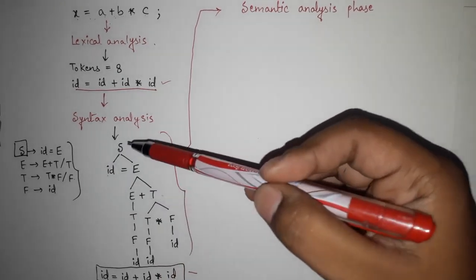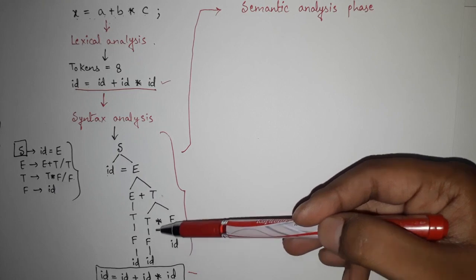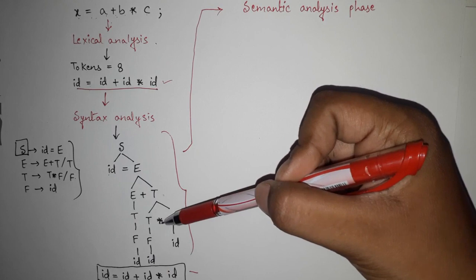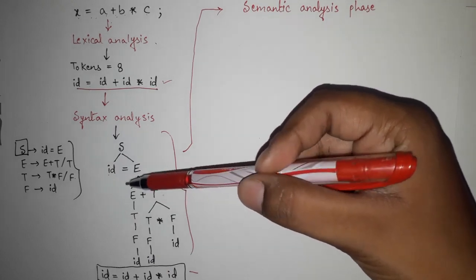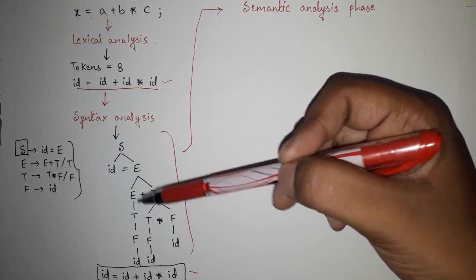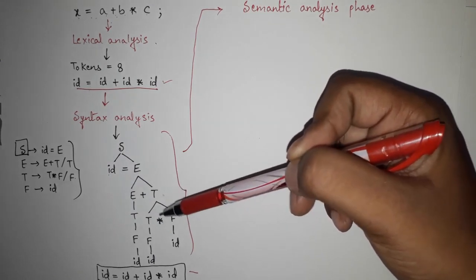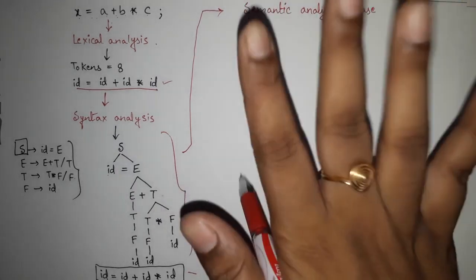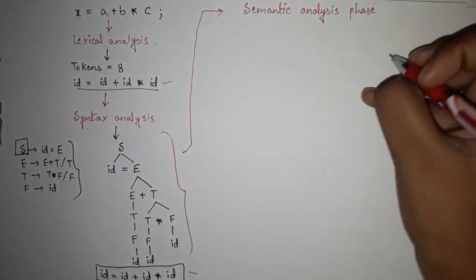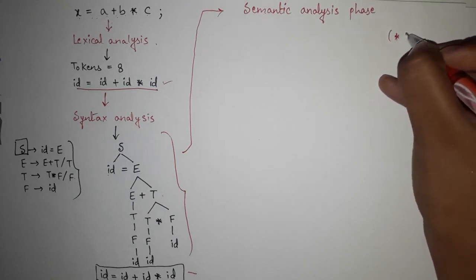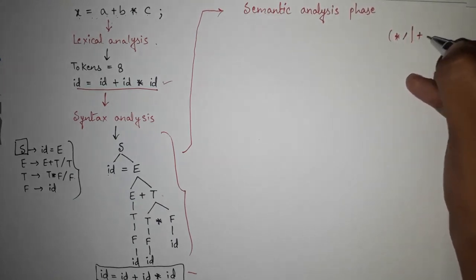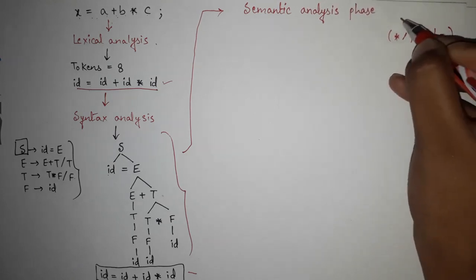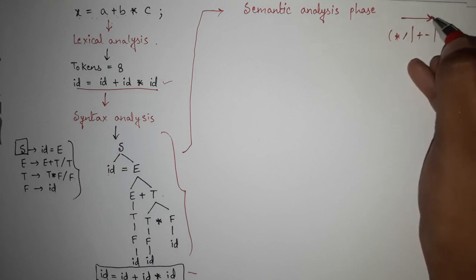So if I check this tree, at the bottom, first of all, id star id is there, so it will be evaluated first. After star, I have plus. After plus, I have equal to, that is the assignment operator. So if I check like that, it is following the precedence. If I consider simple mathematics, then we know that multiplication and division have first priority, then plus minus have second priority, then we have assignment. This is the way precedence increases.